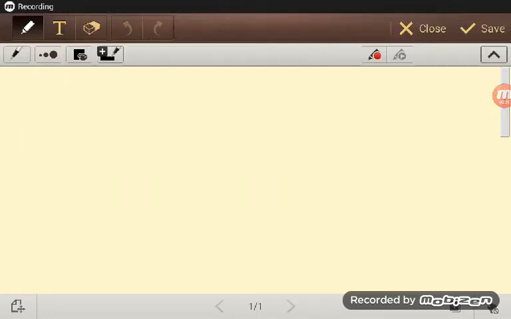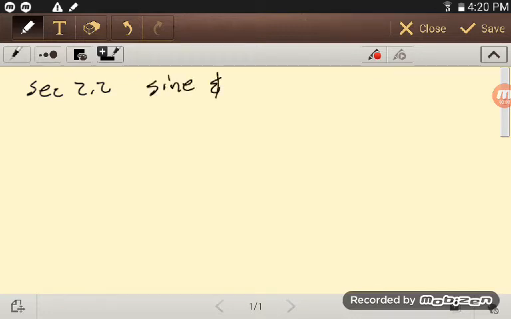Alrighty then, so section 2.2, looking at the sine and cosine. Because if all we ever do is look at power functions and constant multiples and so forth, we aren't going to get very far. So, let's toss in the trig functions of sine and cosine.